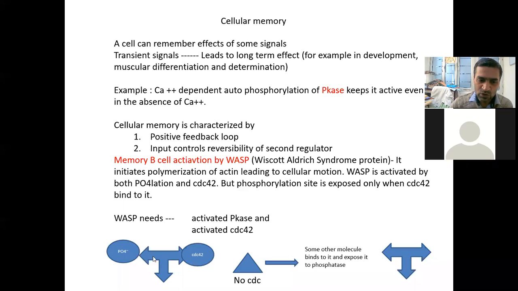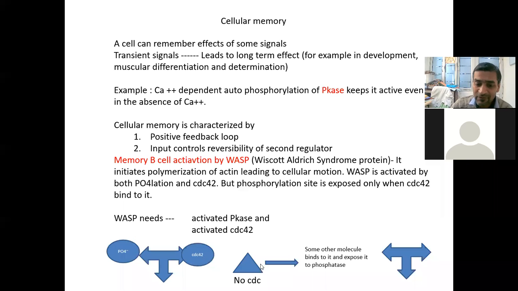Look at this diagram. So this is the WASP protein. It has to be phosphorylated for its activation so that it can carry out the polymerization of actin, so this phosphorylation is dependent upon the presence of CDC42. If CDC42 has not bound to this, phosphorylation will not happen.